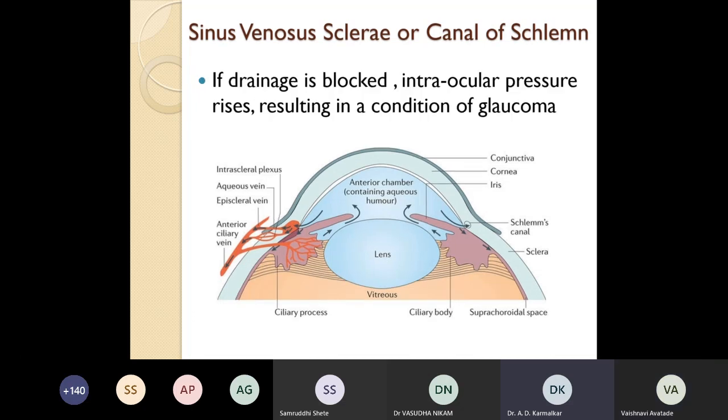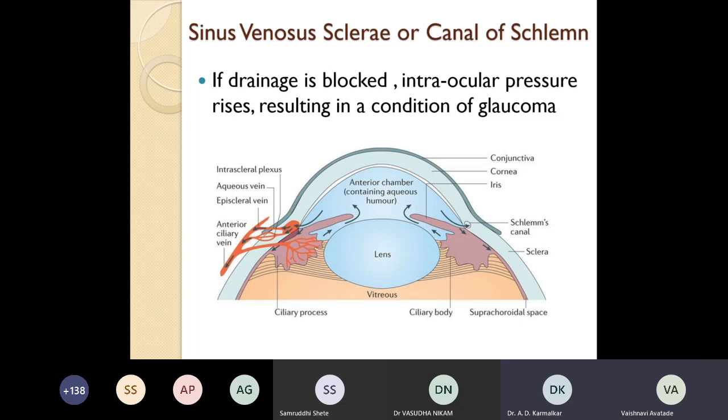Now see the clinically applied part. If this drainage or canal gets blocked, the excess aqueous humor that is synthesized will not be drained. The aqueous humor which is formed will not drain, and it will increase the intraocular pressure. This condition is called glaucoma. So this is the importance of the sinus venosus sclerae, the canal of Schlemm.